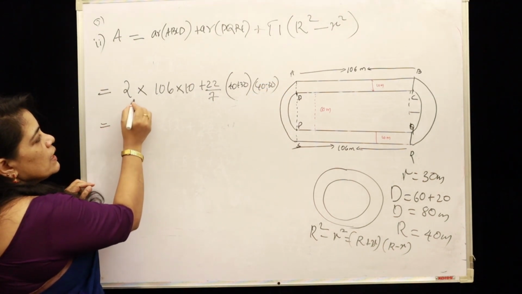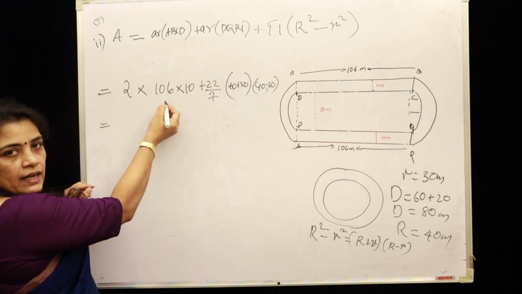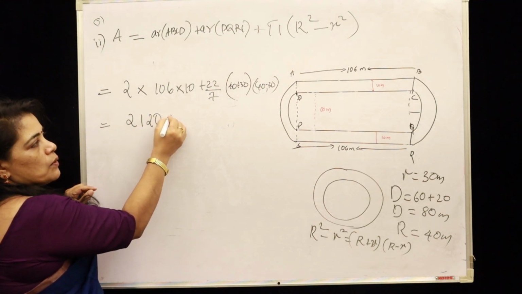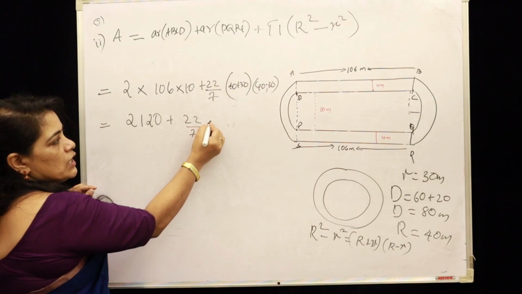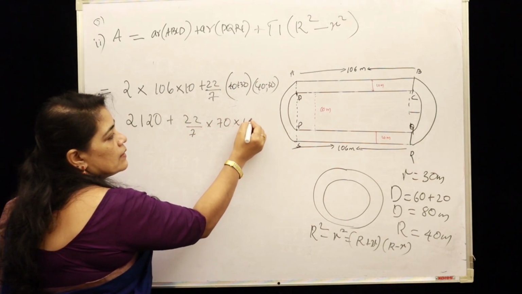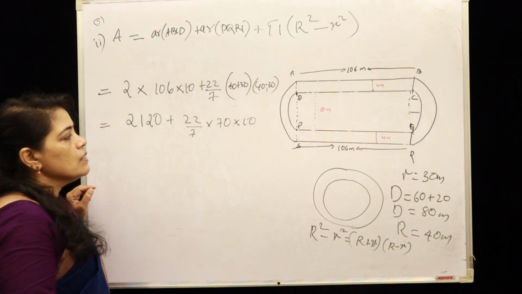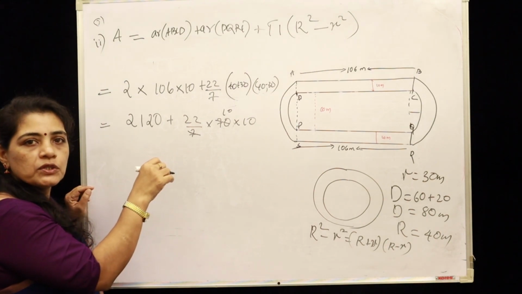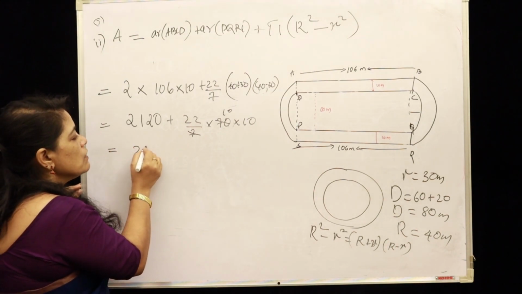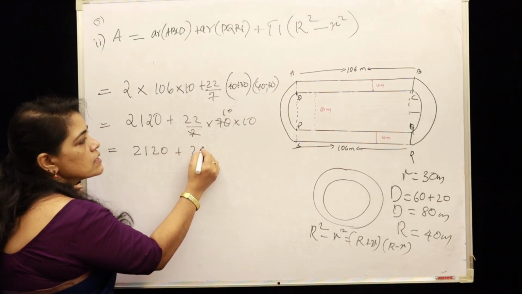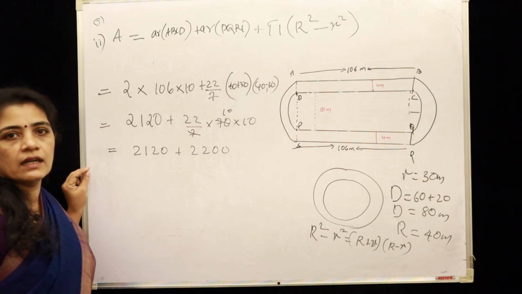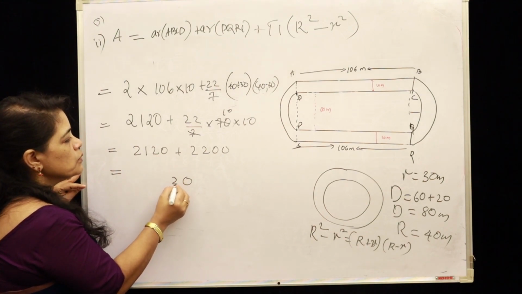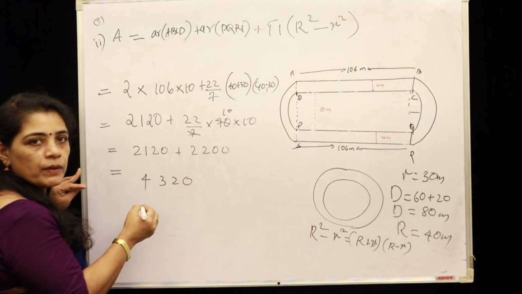Okay, so here 212, 106 into 2 into 10, that is 2120, plus 22 by 7 into 70 into 10, right? Simple calculation. The 7 here, 10 times, 10 into 10 is 100, 100 into 22, 2200. That is 2120 plus 2200. So by adding, 0 and 0, 2 plus 2 is 4, 1 and 2 is 3, and 2 plus 2 is 4.